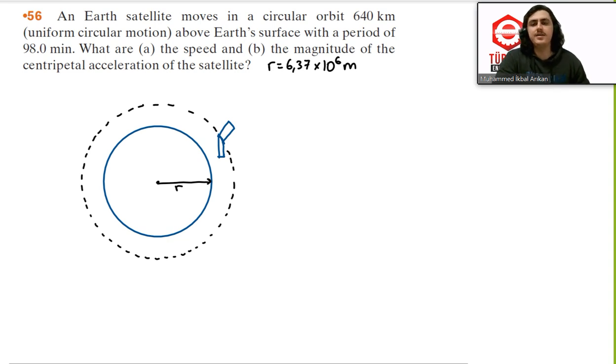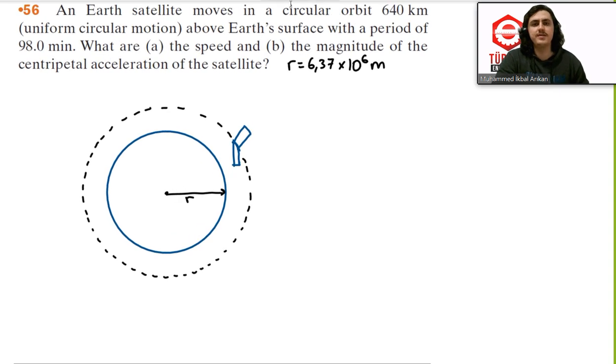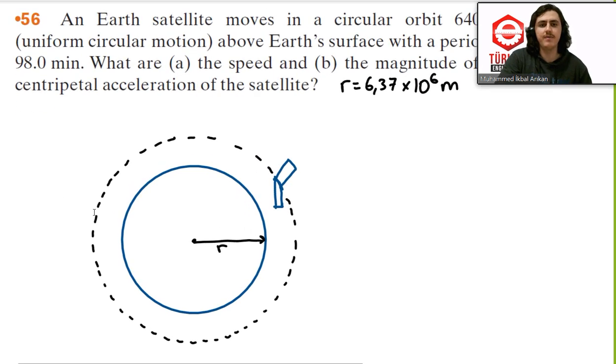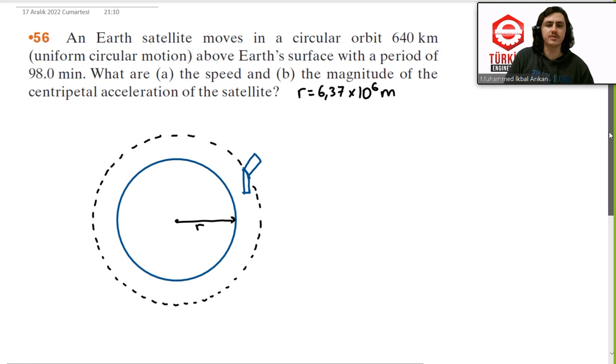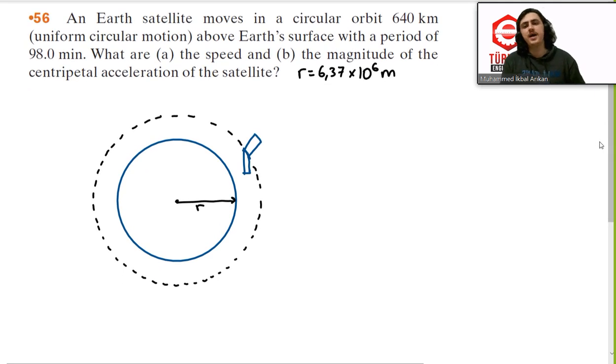In this question, we are seeing that a satellite moves in a circular orbit. That means we can apply circular motion principles. Why? Because our path is circular and we have a constant velocity, okay? It will move with a uniform circular motion. That means the velocity will be constant and there will be just a radial acceleration.